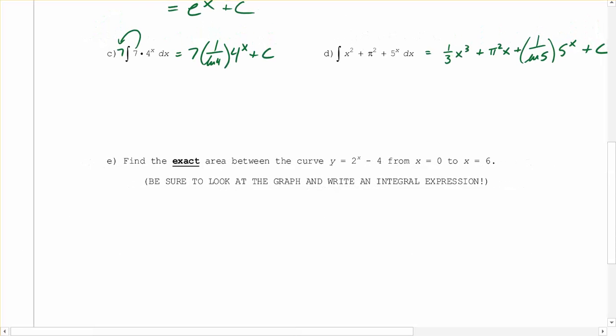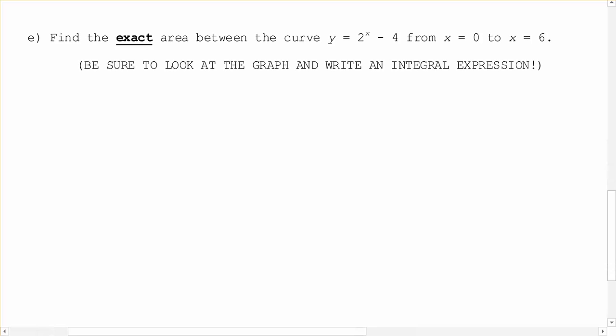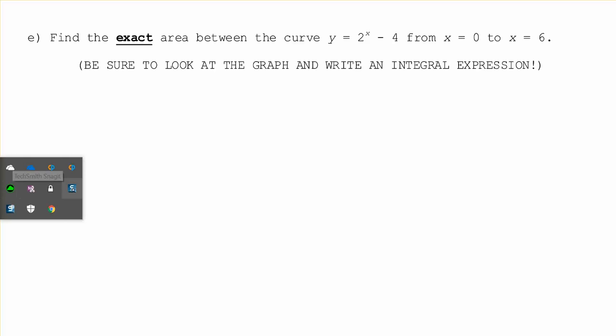Nice. Okay. So, let's try this one right here. Find the exact area between the curve 2 to the x minus 4 from x equals 0 to x equals 6. Try that by yourself. No calculator because you want it to be exact. Try that for me right now. See if you can do that.